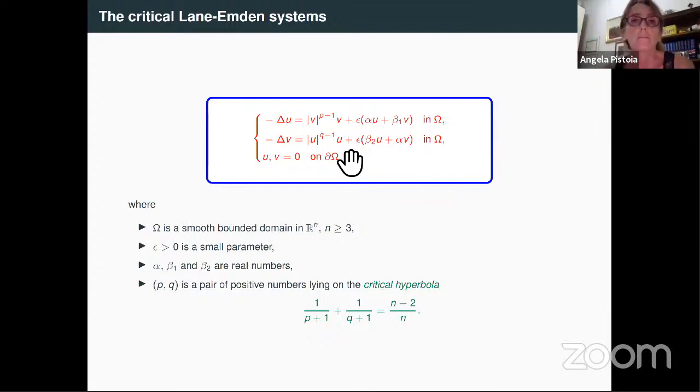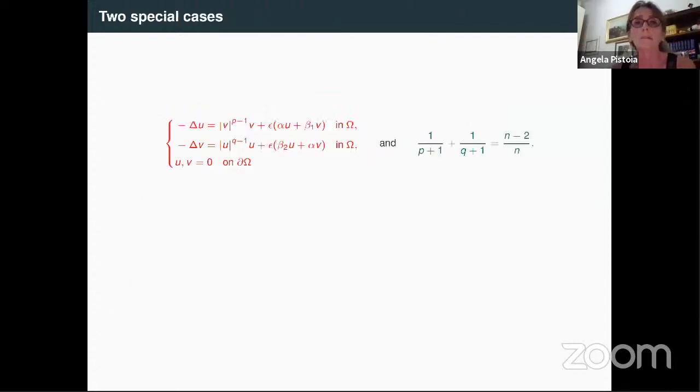Here, omega is a smooth bounded domain in R^n, epsilon is a small parameter, alpha, beta 1, and beta 2 are real numbers, and the exponents p and q are positive and they lie on the critical hyperbola, this green hyperbola here. Okay, so this is the system I am interested in.